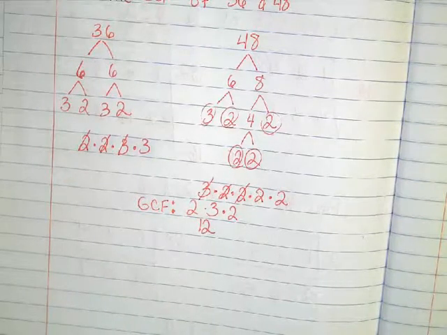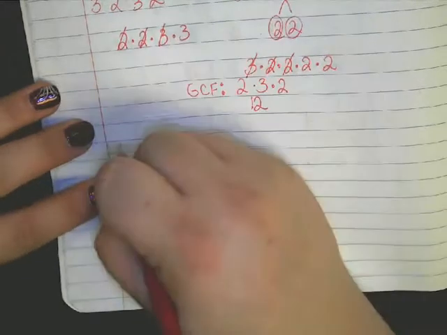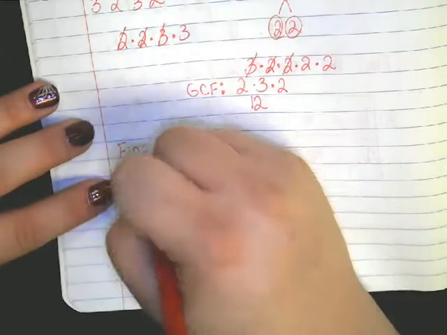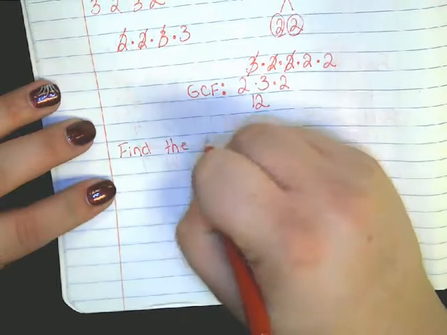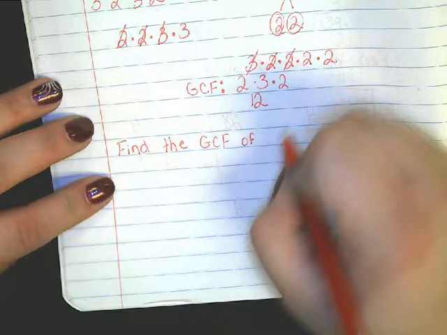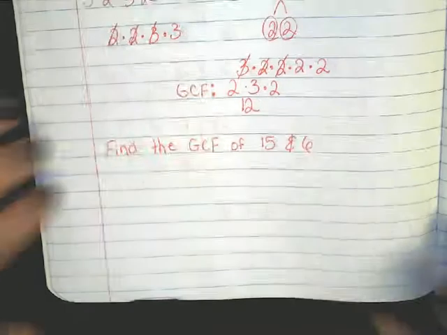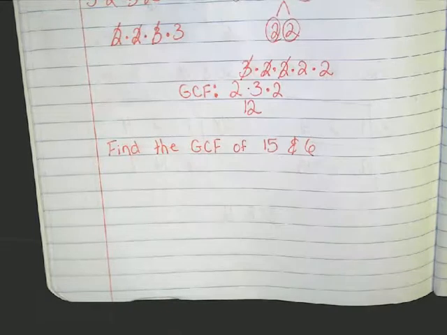I'm going to give you one to try. I'm not going to spend much time on it. This should be nice and easy. Miss Prano shouldn't even have to get up and look because it's going to be so fast. Find the GCF of 15 and 6. Nice, easy numbers for you. Showing the tree method.